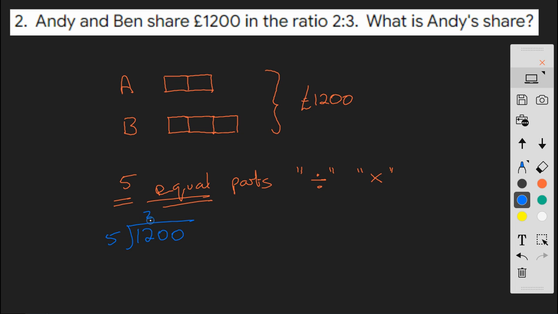5 into 12 is 2, the remainder 2, 4, 0. So what we can see is that each of our parts here is 240. And what we were interested in is what is Andy's share. So that is 240 times 2, which is 480. And please don't forget your pound sign for your units.